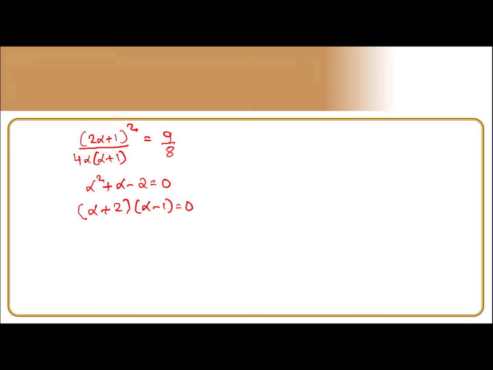Now, what we get finally is (2 alpha plus 1) whole square by 4 into (alpha plus 1) equal to 9 by 8. So finally we get alpha square plus alpha minus 2 is equal to 0. I am not wasting much time on the steps of simplification because you are all intelligent, you can easily do it. So alpha is equal to minus 2 and 1. Two possible values.